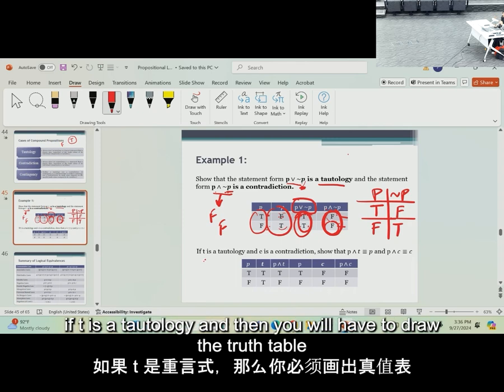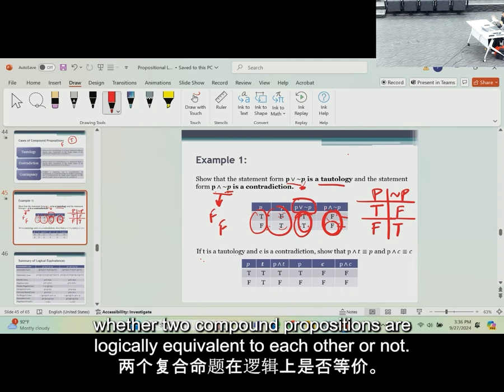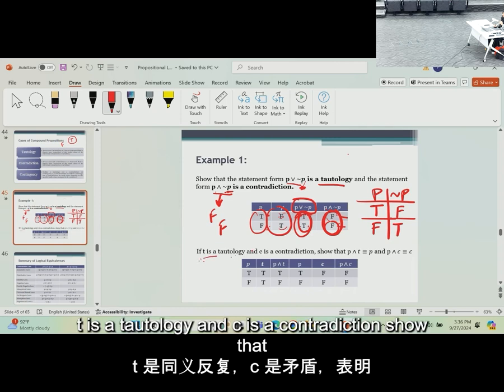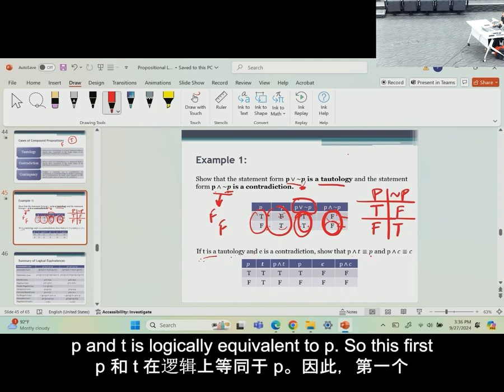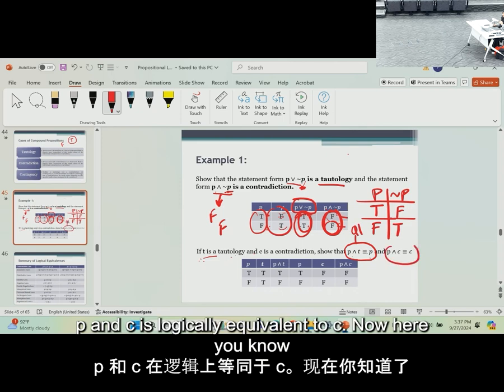So, for example, if T is a tautology, you will have to draw the truth table and find out whether two compound propositions are logically equivalent to each other or not. This is the question: if T is a tautology and C is a contradiction, show that P and T is logically equivalent to P. So, this is the first question. Second is P and C is logically equivalent to C.